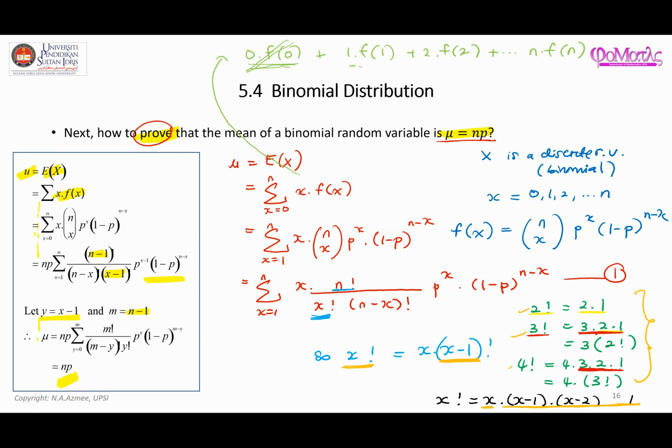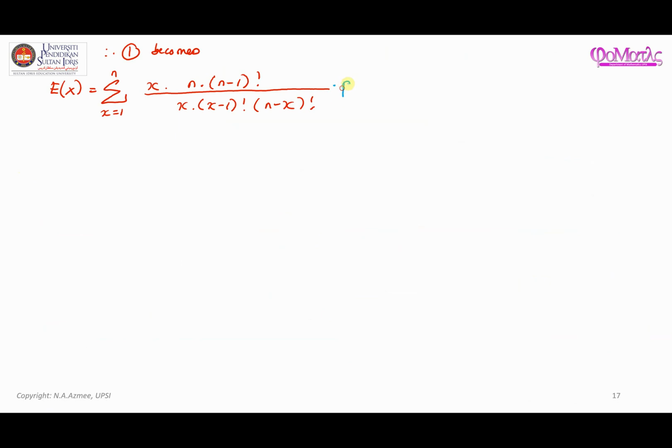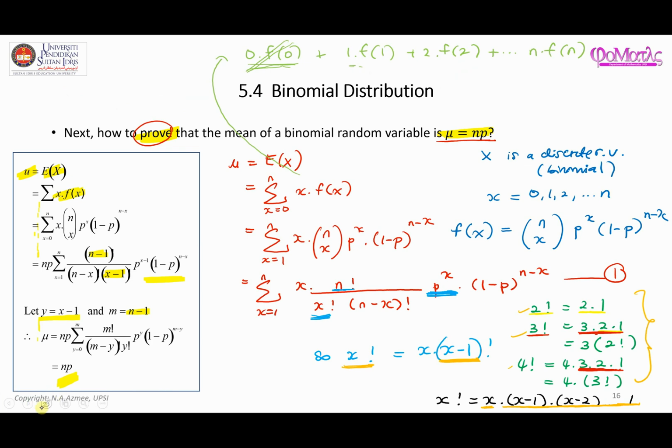Now for this part, we're going to replace that with something else, which is p, and the power is x minus 1 times p. Okay, we're going to replace this whole thing with p to the power x minus 1, times p, and then again here you have 1 minus p to the power n minus x. Yeah, so here we got 1 minus p and n minus x.